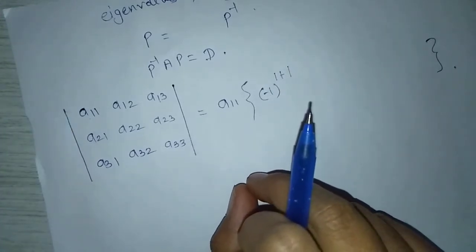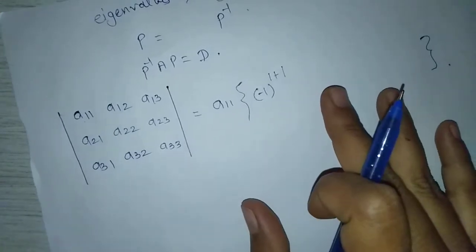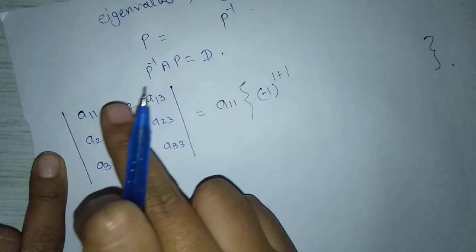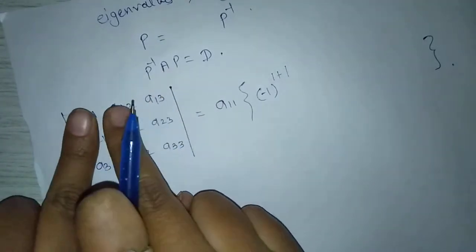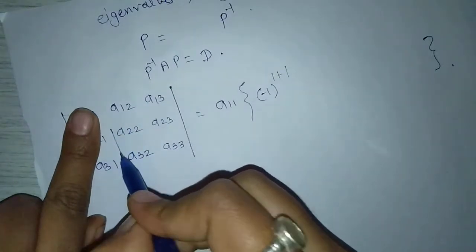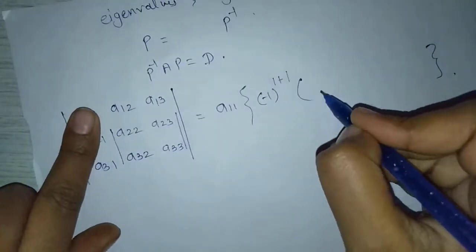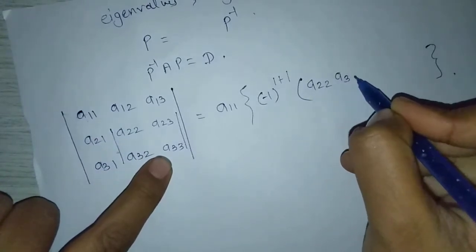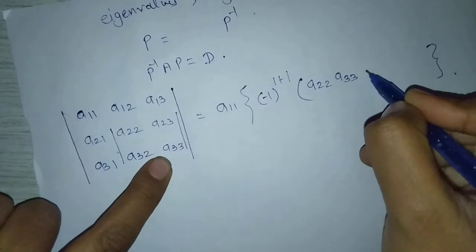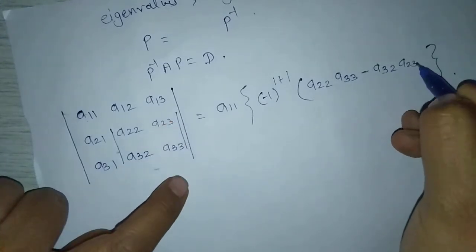And to find out what is multiplied with this, we exclude the first row and first column. What will remain? This 2 by 2 matrix. Take the determinant of this, we get A22 multiplied with A33 minus A32 times A23.